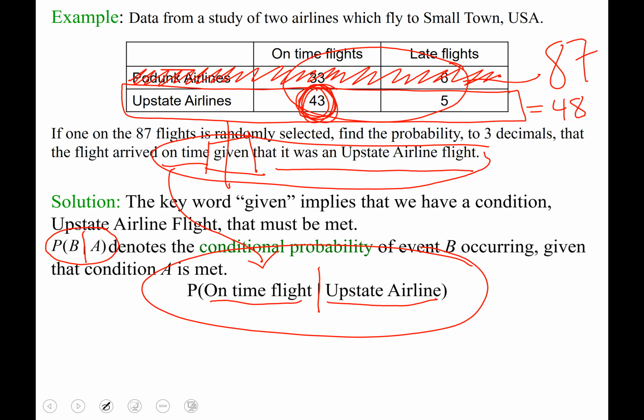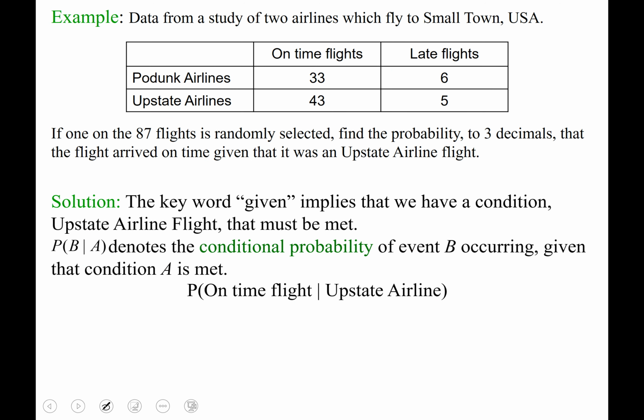I'm going to erase this. There's a lot of clutter going on, and I'm going to do it again. On time, given Upstate airlines. Same thing matching down here. On time, given Upstate airlines. Okay, so on-time flights, there were 43, like we said. Upstate Airlines had a total of 48 flights, and that came from the 43 plus the 5, so a total of 48 Upstate airline flights.